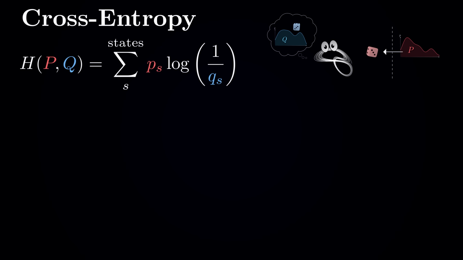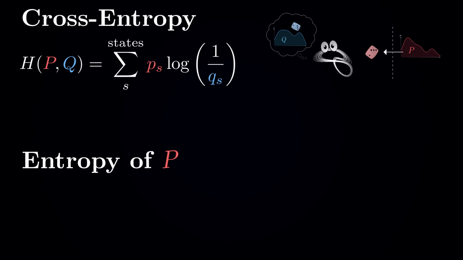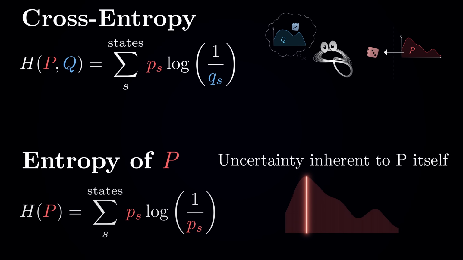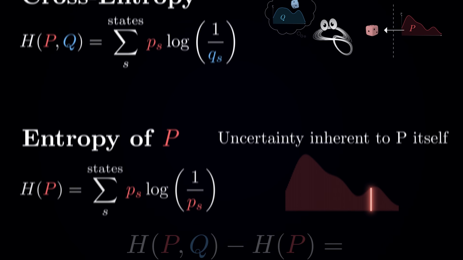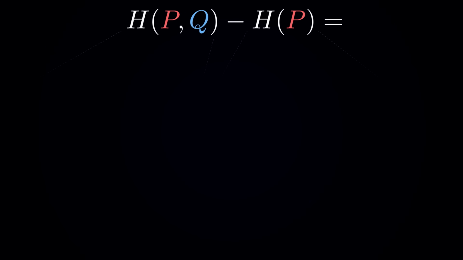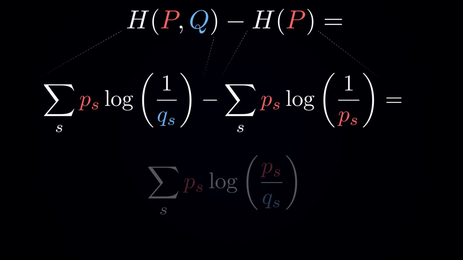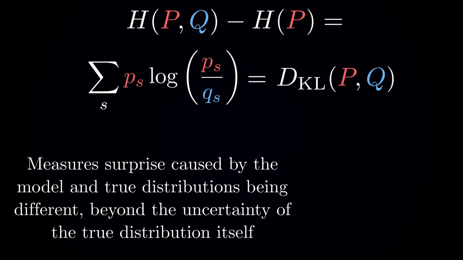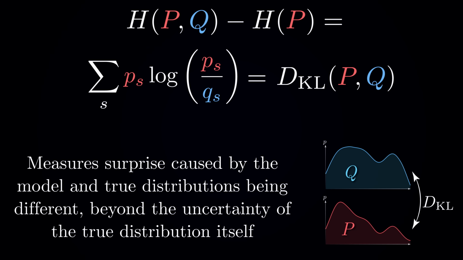This measures the total surprise when using Q to predict P. Now, what if we subtracted the entropy of P from this? This formula represents the inherent uncertainty in P itself. By subtracting it from the cross-entropy and using the properties of logarithms, we're left with this. This is the KL-divergence. It measures the extra surprise we get from using Q as our model instead of P, beyond the surprise inherent in P.